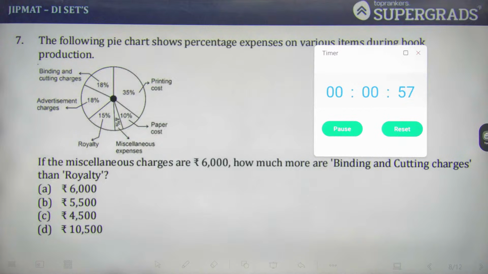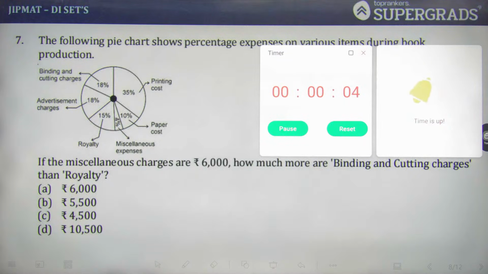Half time over. Only 15 seconds left. Time's up.